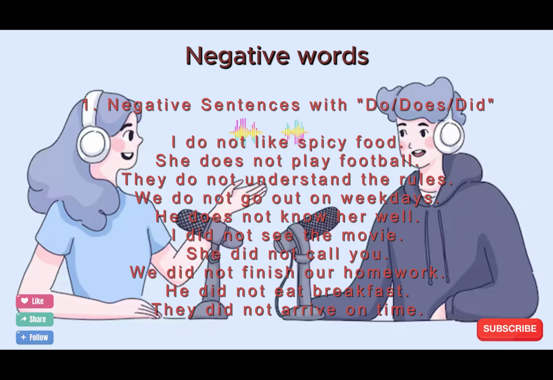Okay, perfect. So with most regular verbs, action verbs, we need a helper to make them negative in the present or past. That's where do, does, or did come in. The structure is basically subject plus do, does, or did plus not plus the base form of the verb. Right. Like, I do not like spicy food. See, do not with I. And for she, it changes. Yeah, for third person singular present, it's does not.